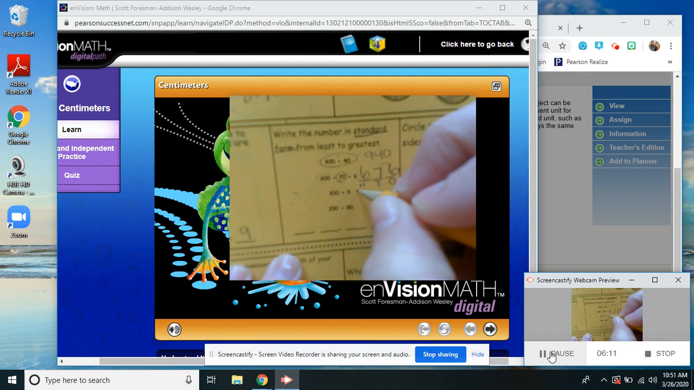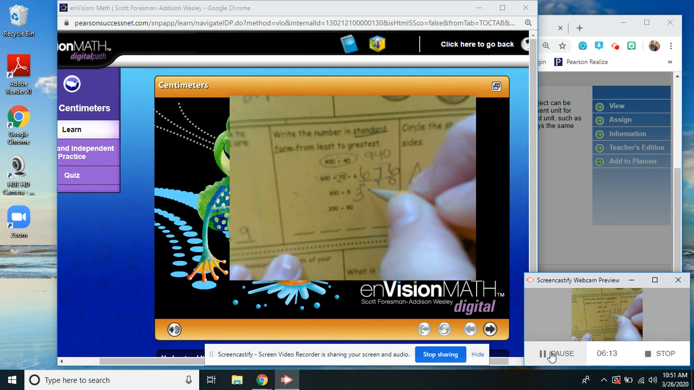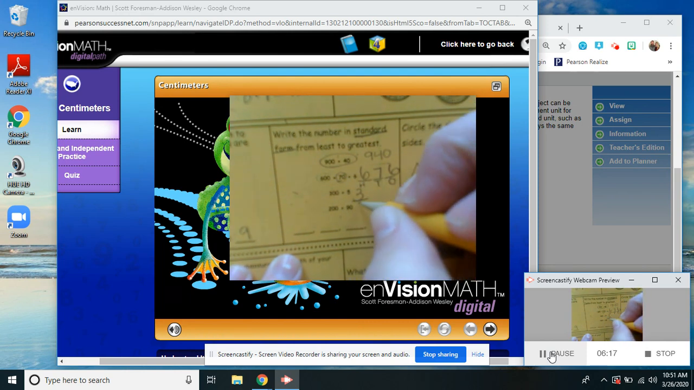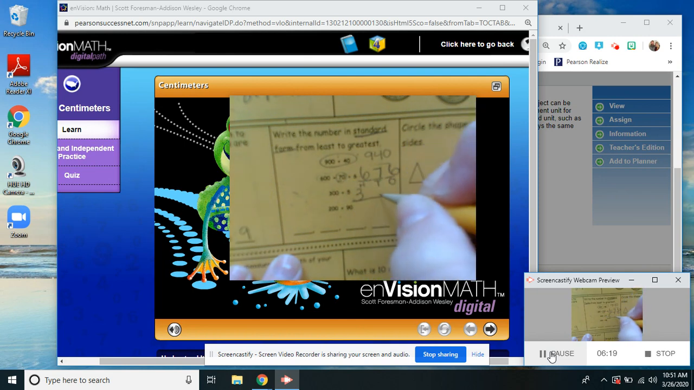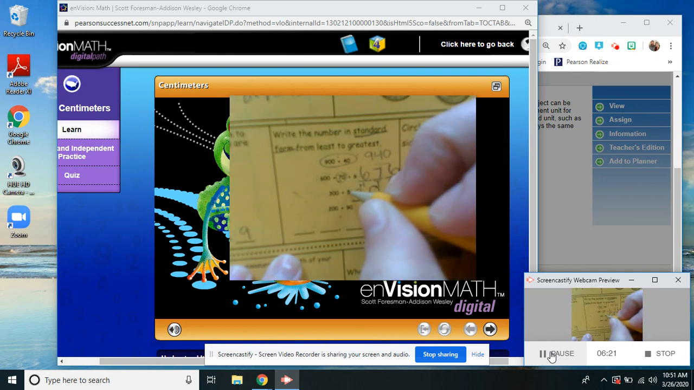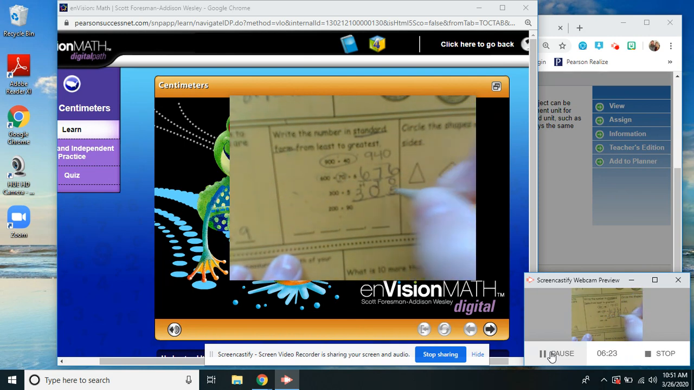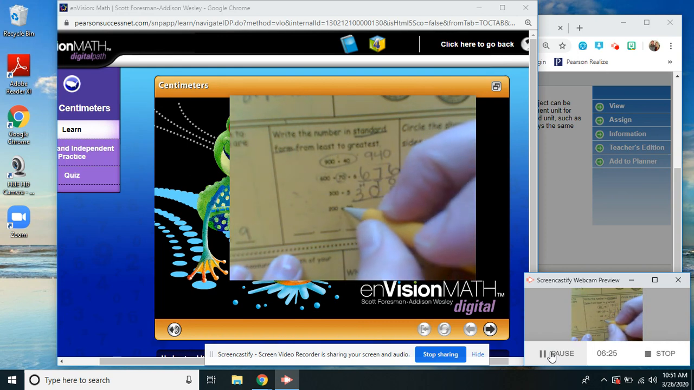All right, keep this rule throughout. We have 300 plus 5, 300 in the 100 spot. I have no 10s here, so I'll put a 0, and I have a 5 in my ones category. And then I have 200 plus 90.